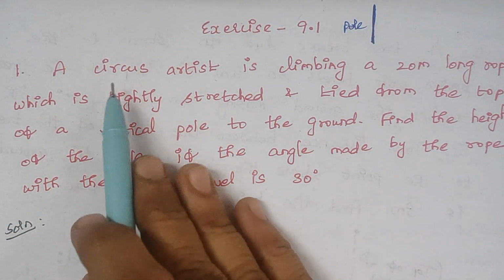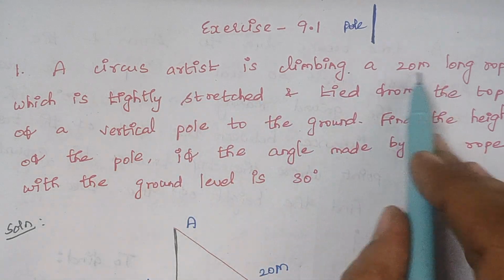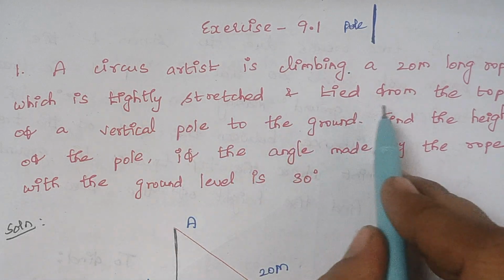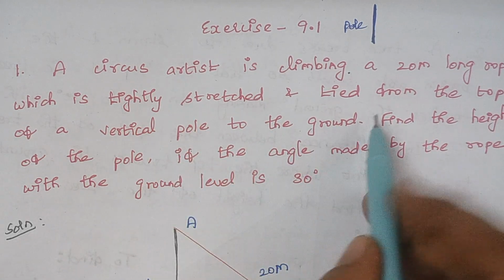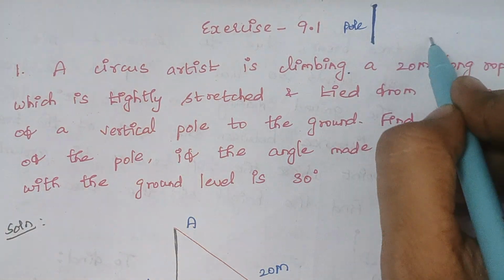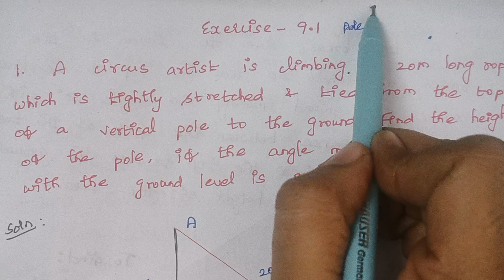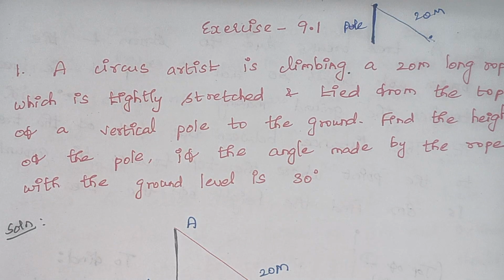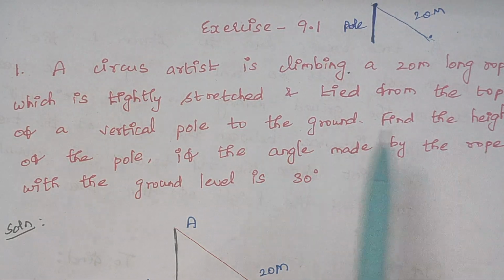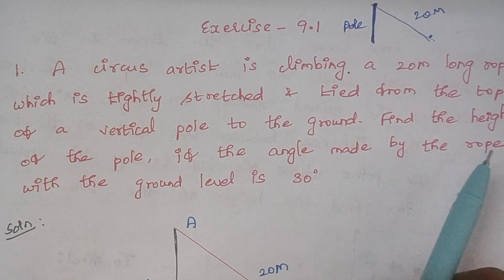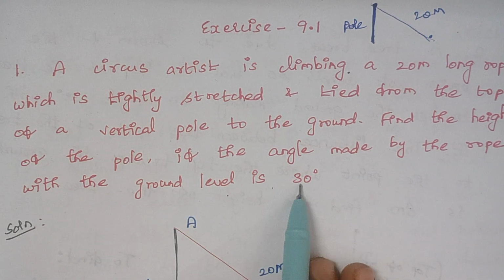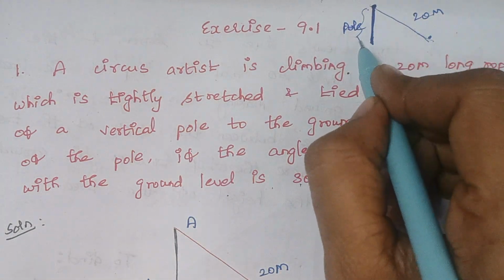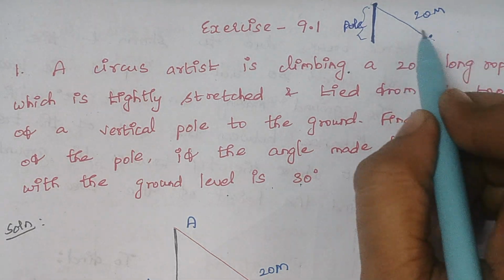So a circus artist is climbing a 20-meter long rope, which is tightly stretched and tied from the top of the pole to the ground. So this is your top of the pole and this is your ground, and there is a rope whose length is 20 meter. Find the height of the pole if the angle made by the rope with the ground level is 30 degrees. So we need to find the height of the pole.